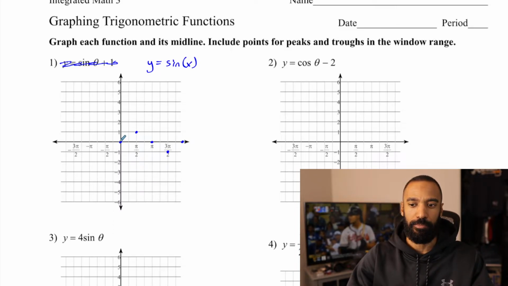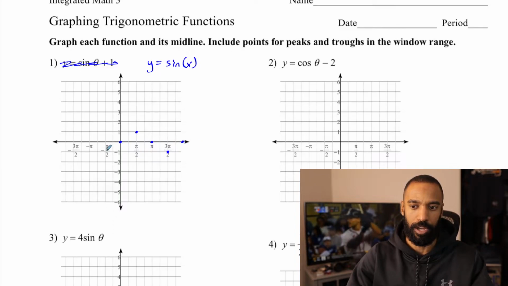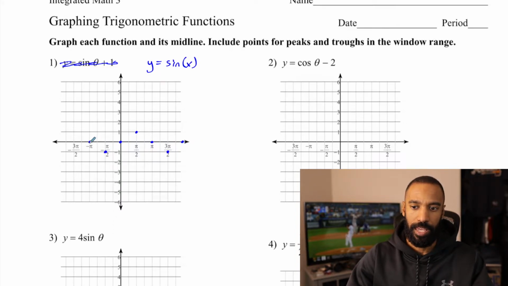And if I do sine of negative pi over 2, that's coterminal with sine of 3 pi over 2. So that's also negative 1 here. And then we kind of go back and forth. Well, you're going to see this oscillating pattern.